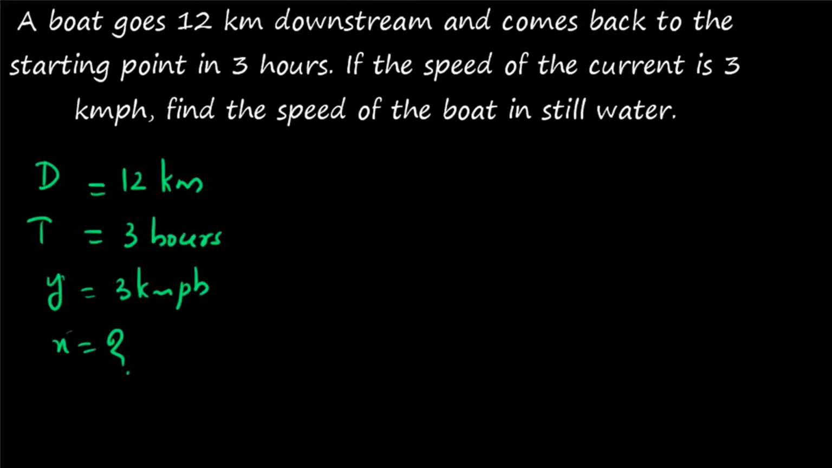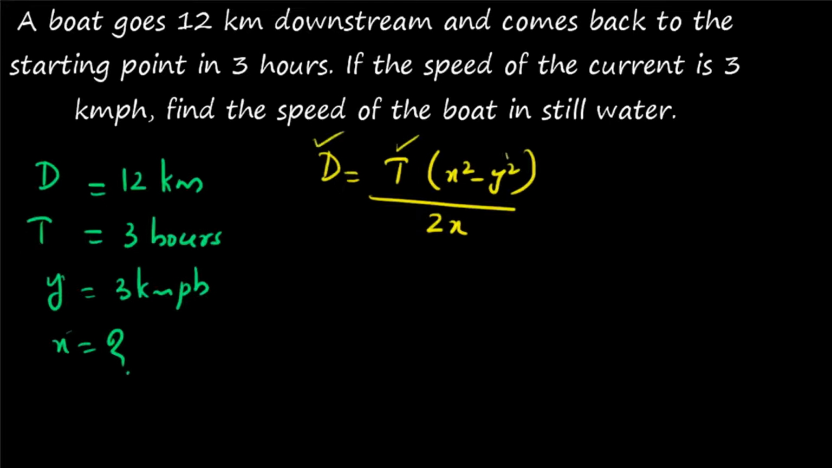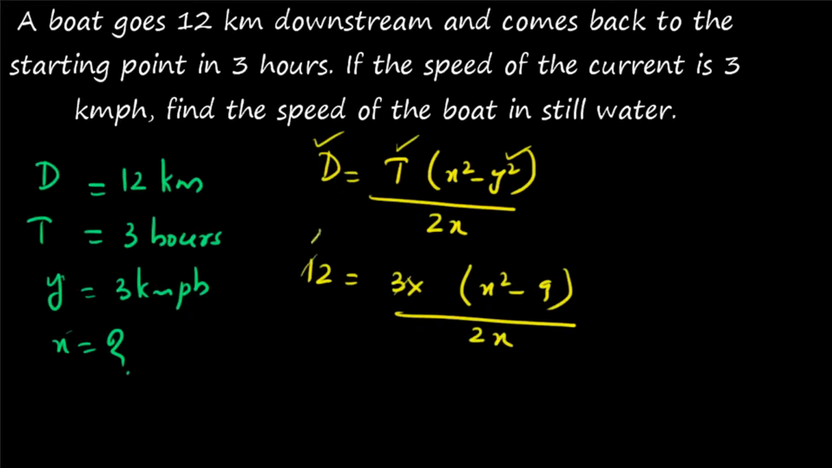So again you just remember the formula. D is equal to T into (x square minus y square) divided by 2x. So you know T, you know D and you know y. So you have to find x. So 12 is equal to 3 into (x square minus 9) divided by 2x. So 3 and 12 can be cancelled. So here 4 will come.